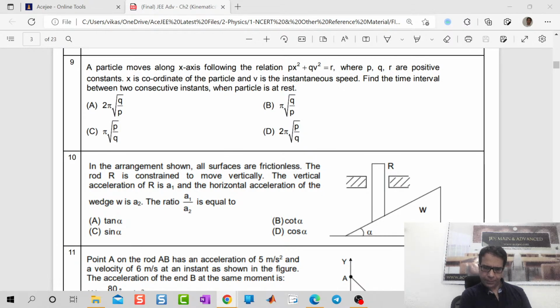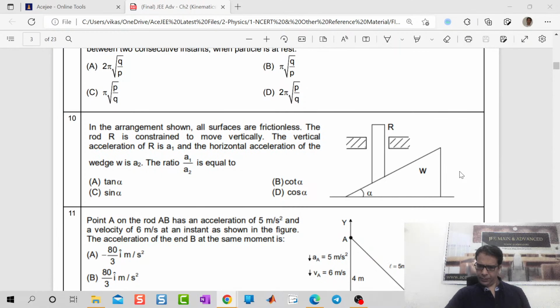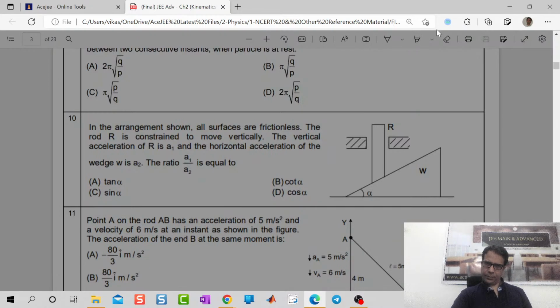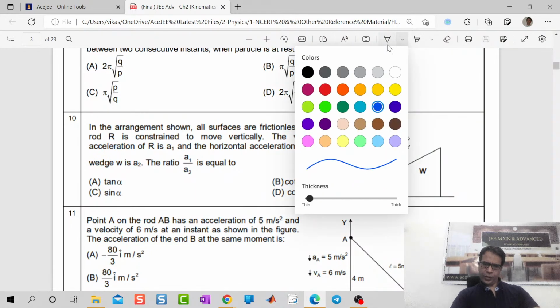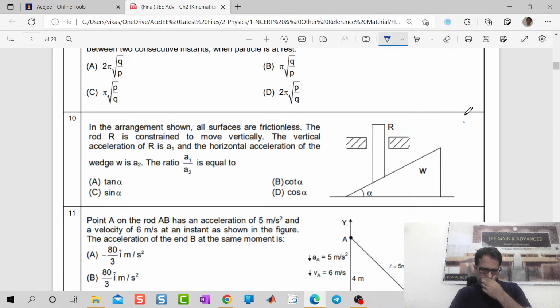Yes, Ruchika, please go ahead. Number 10. Ruchika beta, I'm going to go ahead and solve the question along with you, so you don't need to see what I'm doing. You can do it independently. Sure, I'm getting A. The answer I'm getting is tan alpha. So let's just quickly understand.